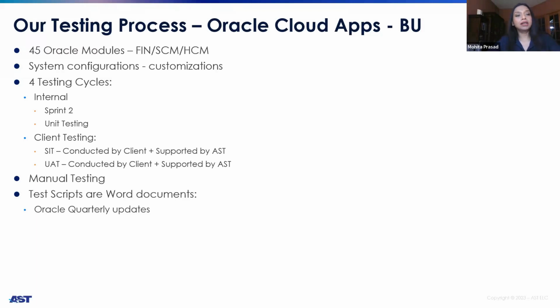Okay, so our internal testing, the first one is called Sprint 2, and this is when our developers, who we call functional consultants, start to do the testing. They do their internal testing of the configurations that they have done for their application. And then when everything is done from their side, the testing COE team does unit testing, which is an independent testing, which we do from our side.